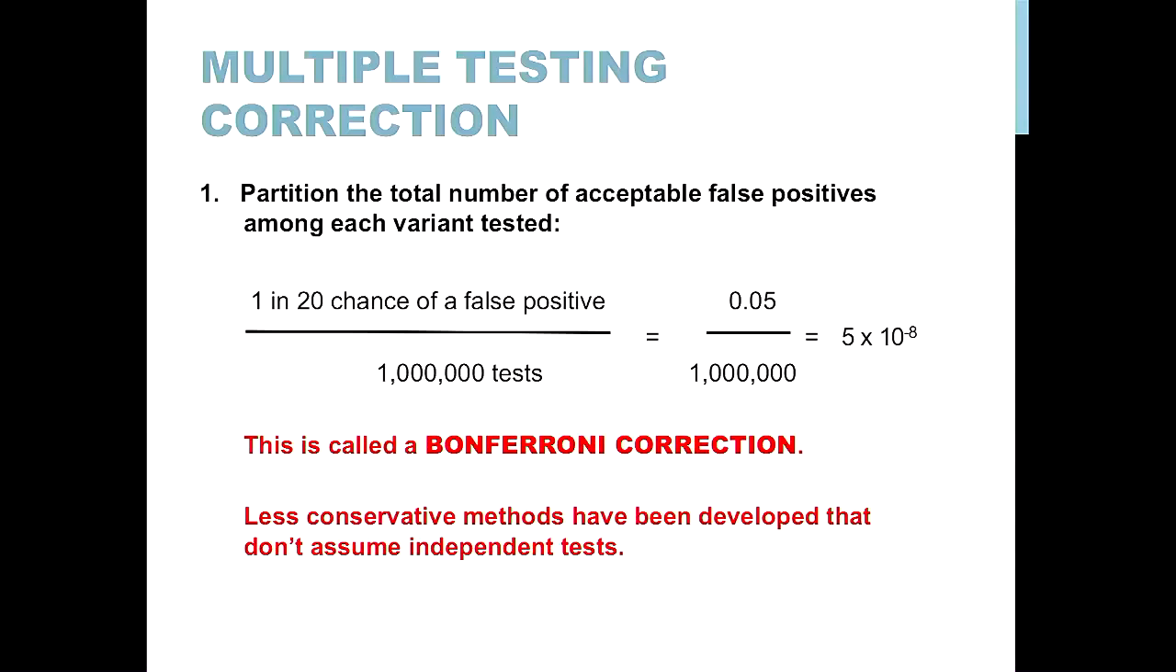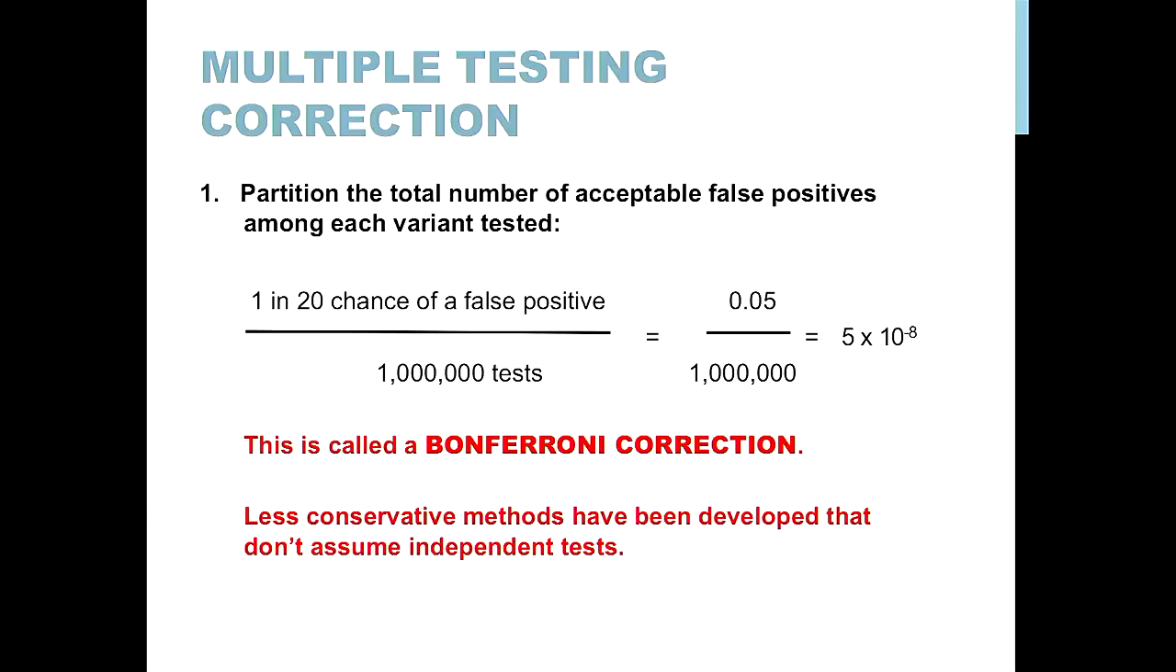And so you're familiar with the term, this is called a Bonferroni correction. It's beyond the scope of this lecture, but there are less conservative methods that have been developed, because obviously there's association between variants that are closer to each other, and so we can lower the threshold and say, okay, it's acceptable to have a few more false positives, so we have more variants to follow up on.